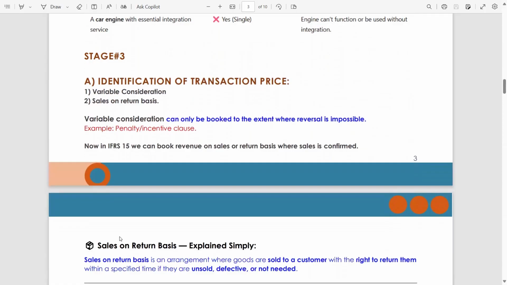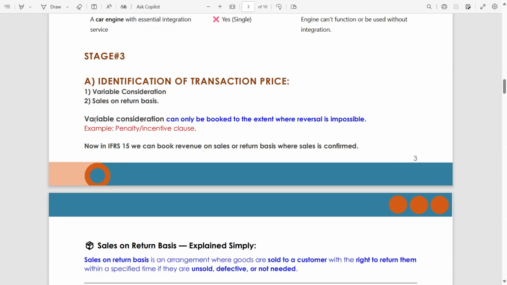Once we have identified the performance obligations, we identify the transaction price. Stage 3 is divided into two parts: A, identification of transaction price, and B, significant financing component. First, read identification of transaction price. The transaction price includes two kinds of consideration: variable consideration and sales on return basis.